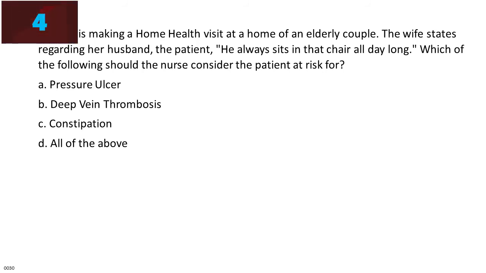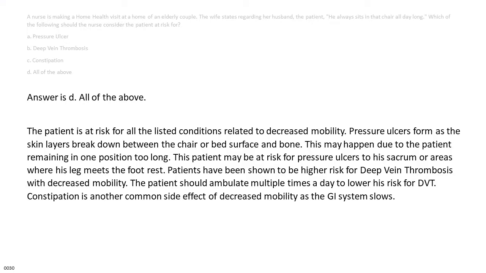Answer is D. All of the above. The patient is at risk for all the listed conditions related to decreased mobility. Pressure ulcers form as the skin layers break down between the chair or bed surface and bone. This may happen due to the patient remaining in one position too long. This patient may be at risk for pressure ulcers to his sacrum or areas where his leg meets the footrest.